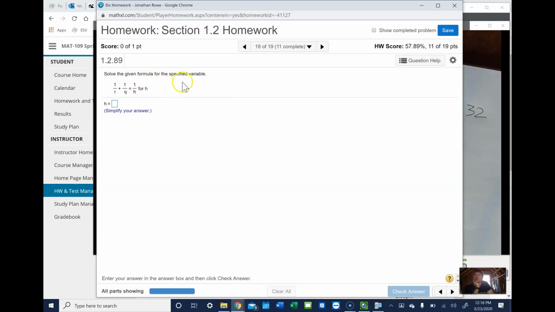Solve the given formula for the specified variable. So we're solving this equation that has multiple variables in it for h, which means we're getting h by itself. And these other variables are just going to stay variables. So let me write that down, and we'll do that together here. 1 over r plus 1 over q equals 1 over h.